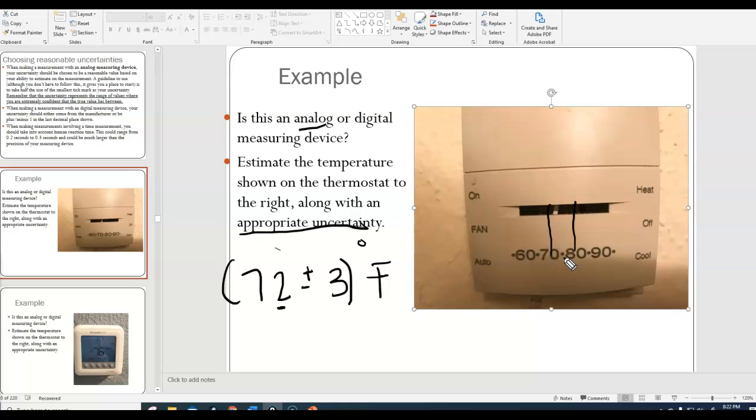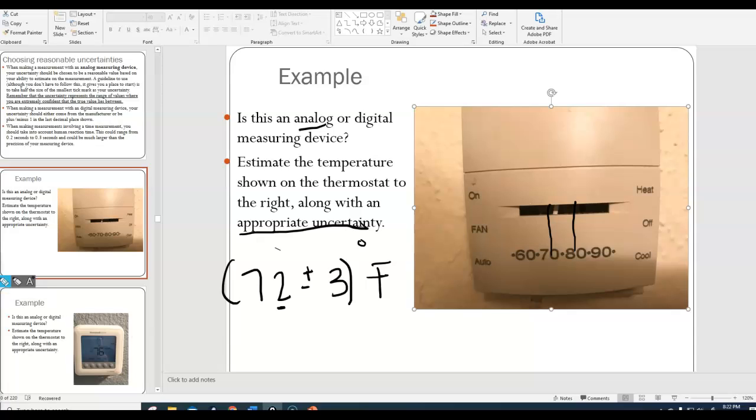I might be able to go as low as plus or minus 2 degrees. If I said plus or minus 2 degrees, I'm basically guaranteeing that the actual temperature is somewhere between 70 and 74 degrees. Okay, and that's something I might feel okay with. And so, if I had chosen plus or minus 2, then that would also be okay, as long as I can justify it, and as long as it's some reasonable uncertainty, okay?